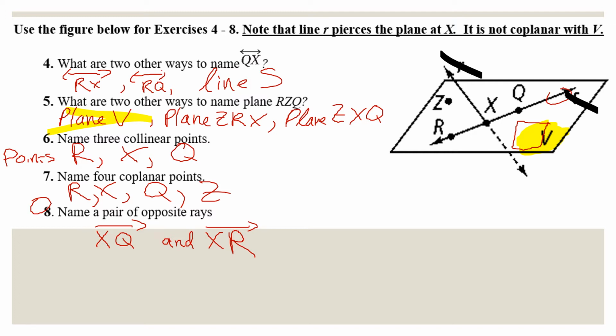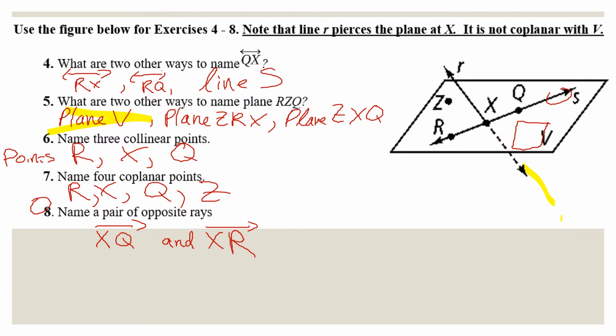Name 3 collinear points. So we are looking for points that are in a line. The only example here that we could use are the points R, X, and Q because they all lie on that same line. If we use this line here, there's only 1 point on that line. So the only ones that we can name 3 collinear points is the RXQ line.